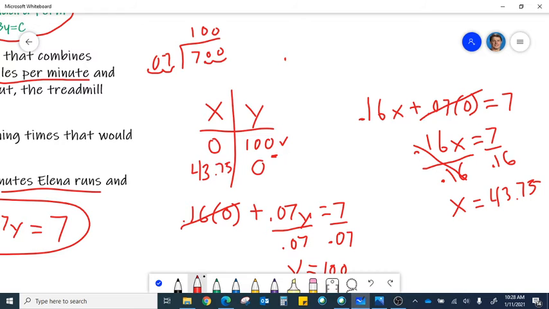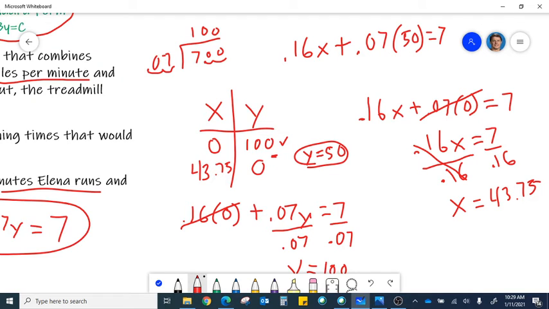So I'm going to write 0.16x plus 0.07 times 50, and now I'm going to be solving for x, and that's going to equal 7. Okay, so we'll say y equals 50.